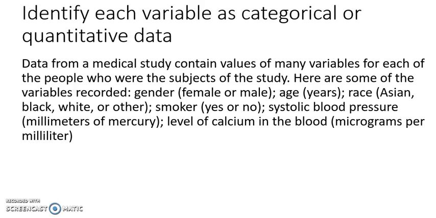So this one we're putting people in categories. We're not measuring anything, we're just counting the number of people who identify as female and counting the number of people who identify as male. I want you to work through the remaining examples, age, race, smoker, blood pressure, and calcium, and determine whether or not they are categorical or quantitative data.